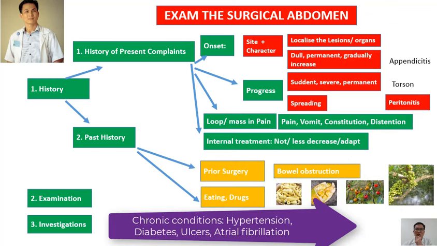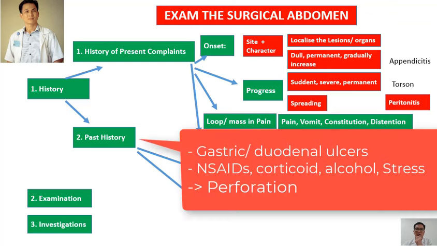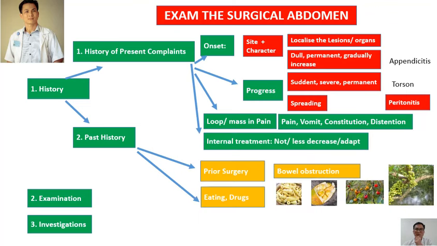Also, history of gastric or duodenal ulcers. Patients with a history of gastric or duodenal ulcers, especially those who use non-steroidal anti-inflammatory drugs, we call NSAIDs, or patients who have been under significant stress, are at high risk for perforation of hollow organs. This history is crucial in assessing the potential for a surgical emergency.